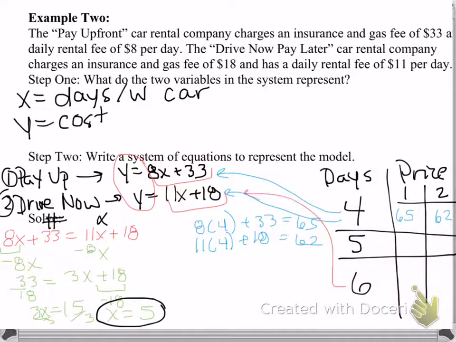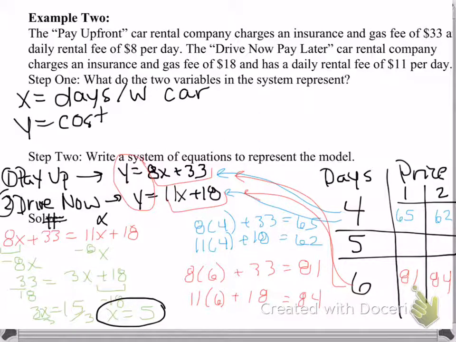But what if you have it for more than 5 days? Say you have it for 6 days. Well, plug it back into each equation. So you have 8 times 6 plus 33, and 11 times 6 plus 18. Well, our first option is going to get you $81. And our second option is going to get you $84.